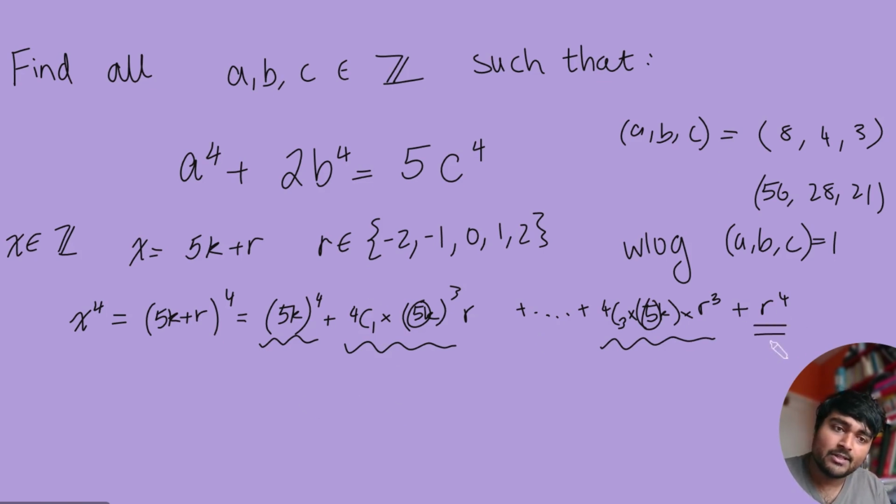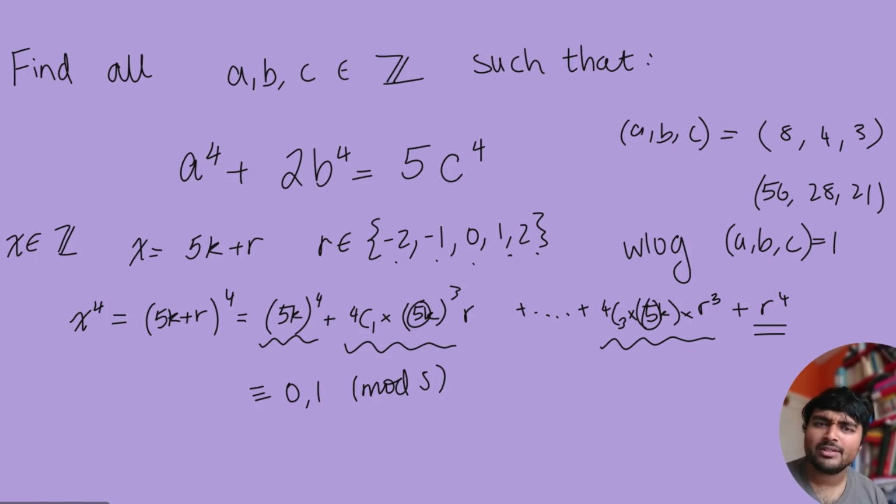And so we're going to focus on r to the 4. If you just test each of these numbers here, r to the 4 is either going to be 0, and that's if r is 0. It's going to be 1 if r is -1 or 1, or it's going to be 16 if r is 2 or -2. And so therefore, because 0, 1, and 16 are either 0 or 1 more than a multiple of 5, I can say that this is either 0 or 1 mod 5.